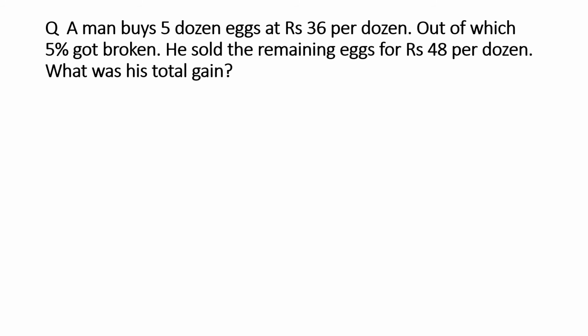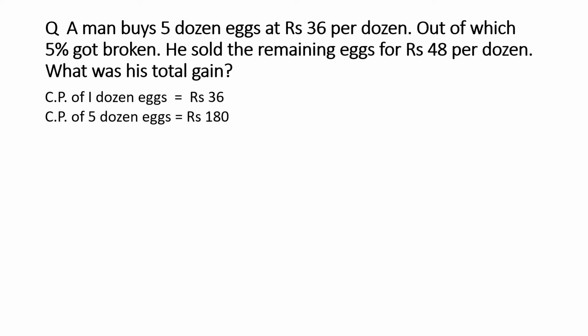Moving to the next question: a man buys 5 dozen eggs at rupees 36 per dozen, out of which 5% got broken. He sold the remaining eggs for rupees 48 per dozen. What was his total gain? We have to calculate his total gain. The cost price of 1 dozen eggs is rupees 36 and he purchased 5 dozen. So the cost price of 5 dozen eggs is 36 into 5, that is rupees 180. Now out of 5 dozen eggs, 5% got broken.